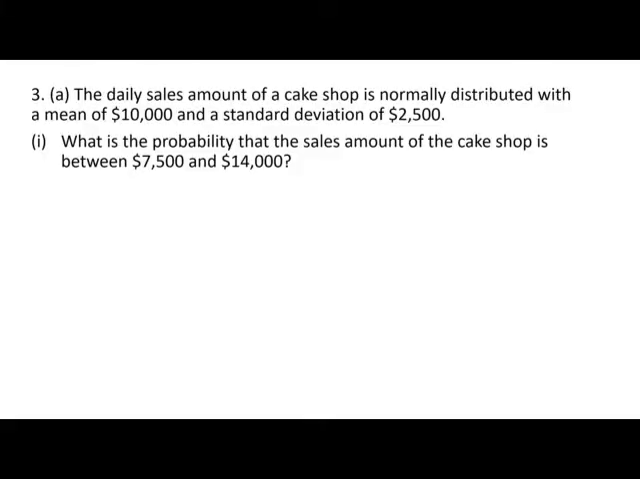The daily sales amount of a cake shop is normally distributed with a mean of $10,000 and a standard deviation of $2,500. What is the probability that the sales amount of the cake shop is between $7,500 and $14,000? To find out the required probability, we can use the normal distribution.